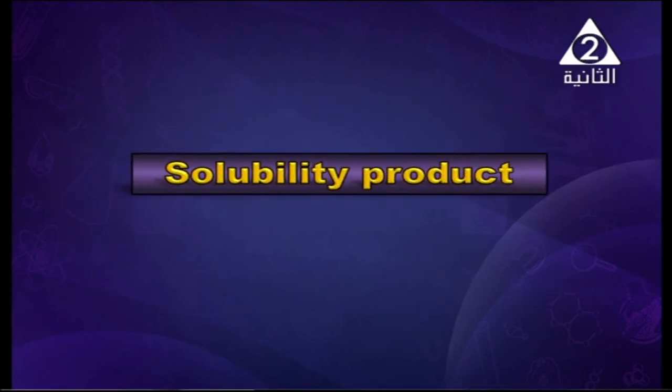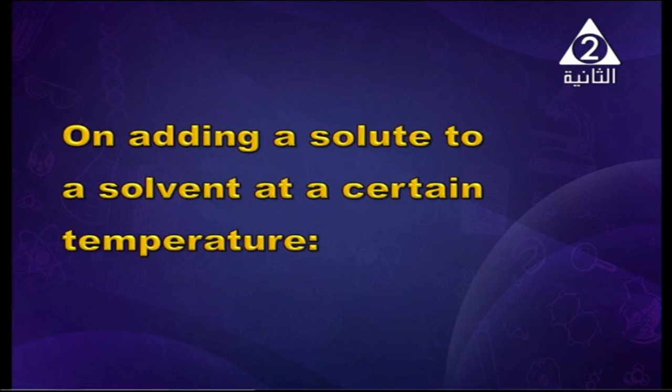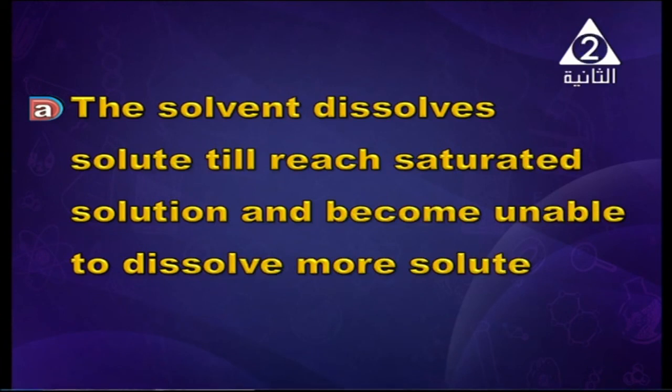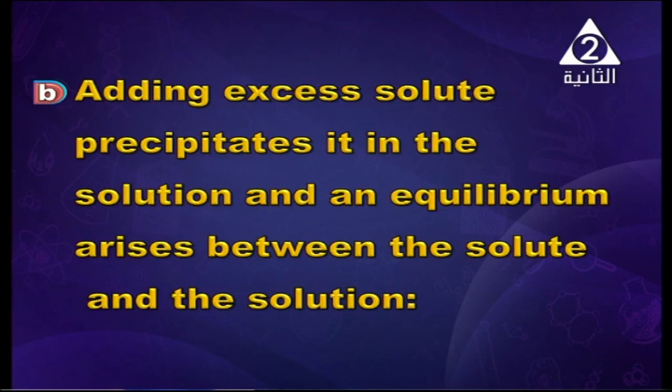Now, my dear student, we are going to discuss the solubility product. On adding a solute to a solvent at a certain temperature, the solvent dissolves the solute till it reaches a saturated solution and becomes unable to dissolve more solute. And adding excess solute precipitates in the solution, and an equilibrium arises between the solute and the solution.